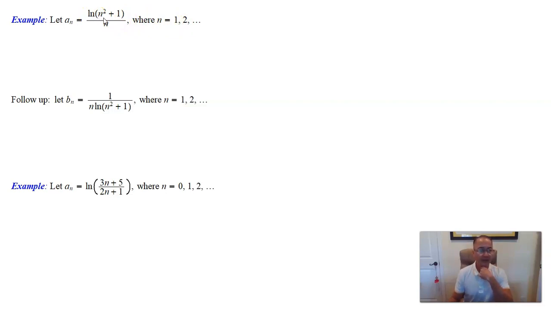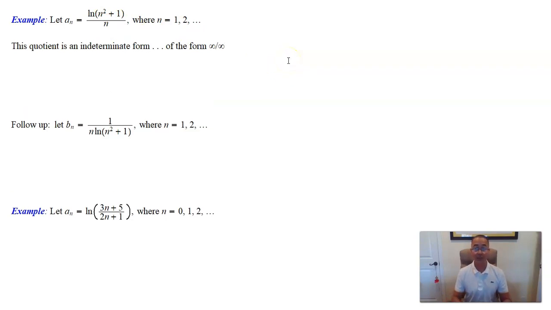Well, it's not very obvious. As n gets bigger and bigger, n squared plus 1 gets bigger and bigger, ln of n squared plus 1 also gets bigger and bigger, and n gets bigger and bigger. So do you see what I see? This quotient is an indeterminate form, of the form, no redundancy intended, bigger and bigger over bigger and bigger, so that has the form infinity over infinity. So, shall we apply L'Hopital's rule?